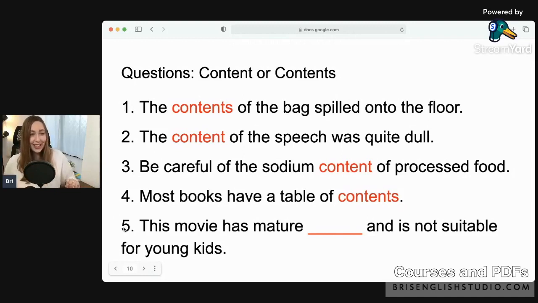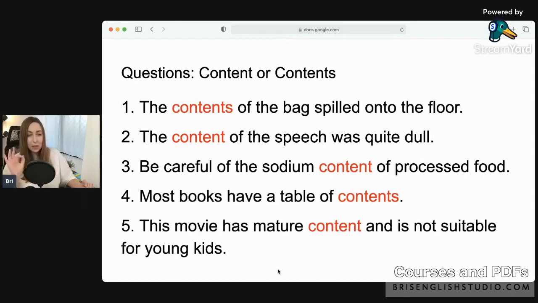Okay, number 5, this is the last one. I hope you can get it. This movie, big hint, has mature something and is not suitable for young kids. This movie has mature content or mature contents and is not suitable for young kids. Oh, very good. Oh, awesome. I see lots of correct answers again. Good job.